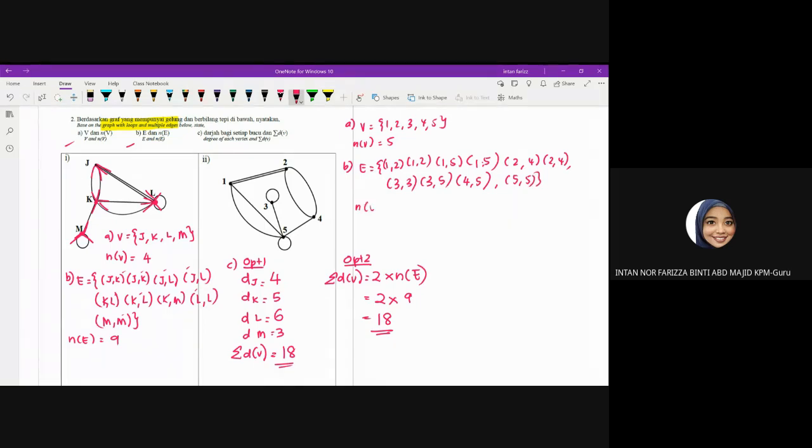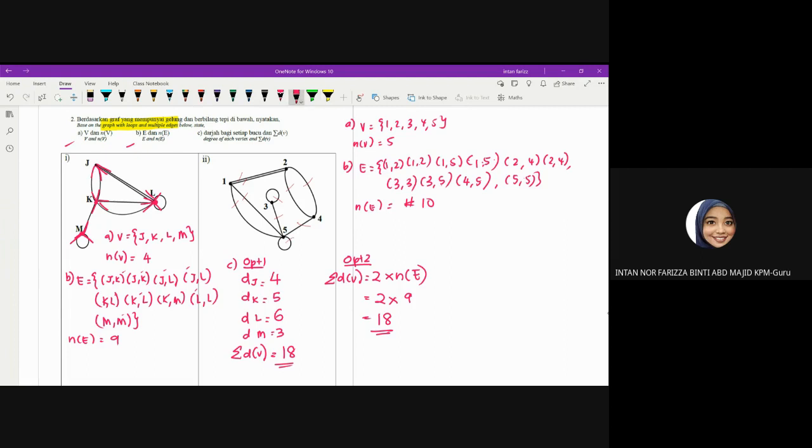Okay, so total edges will be 1, 2, 3, 4, 5, 6, 7, 8, 9, 10, 11. Is this right? 1, 2, 3, 4, 5, 6, 7. 1, 2, 3, 4, 5, 6. It's 10. Is that right? 1, 2, 3, 4, 5, 6, 7, 8. Okay, let's check the diagram. I'm going to count. So we have 1, 2 lines, 3, 4, 5, 6, 7, 8, 9, 10. Yes, that's how I check.